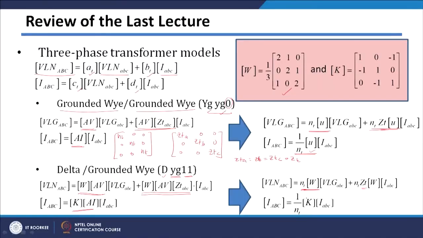Again we apply a similar simplification by considering the same tap position in all the 3 transformers. In that case NT will come out. Similarly, considering the same leakage impedances in all the 3 transformers, your ZT also will come out, and in that case your simplified matrices are: the A matrix will be NT multiplied by W, the B matrix will be NT multiplied by ZT multiplied by your W matrix, and your D parameter will be K divided by NT.